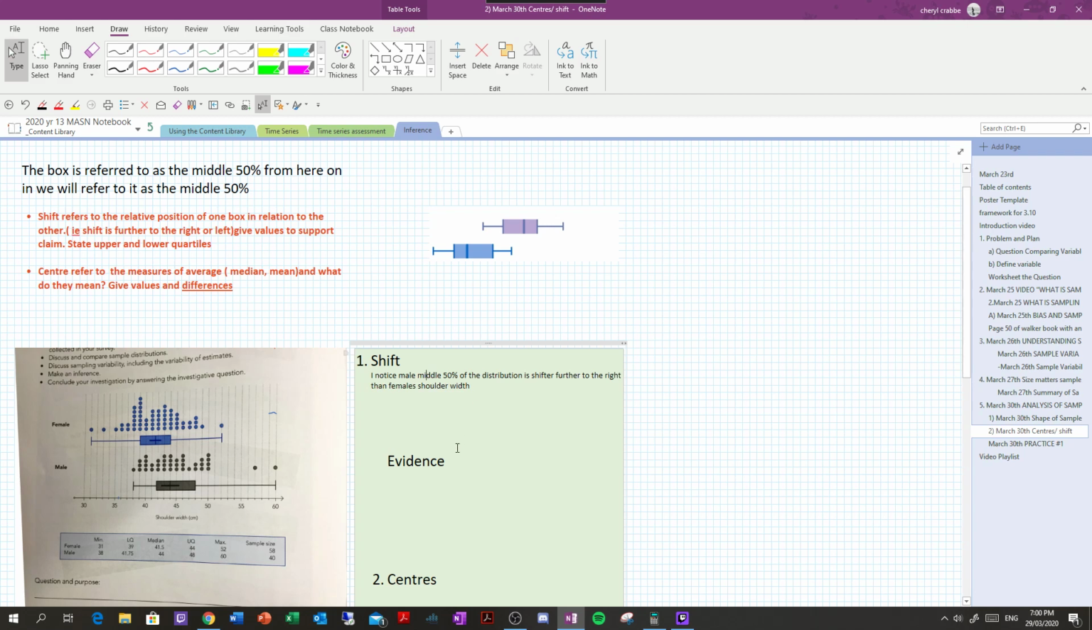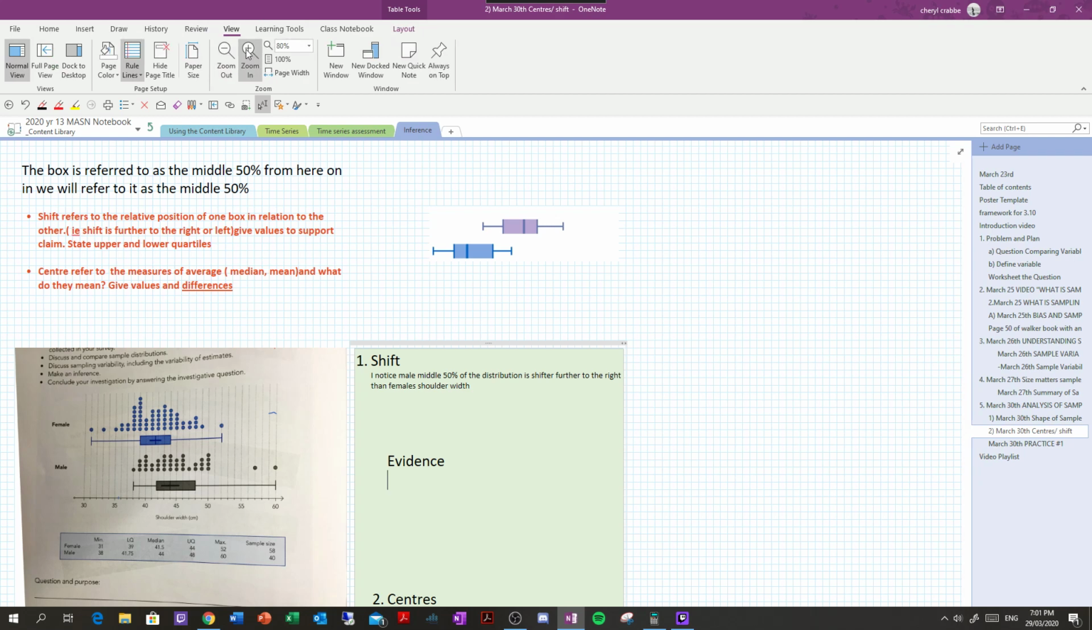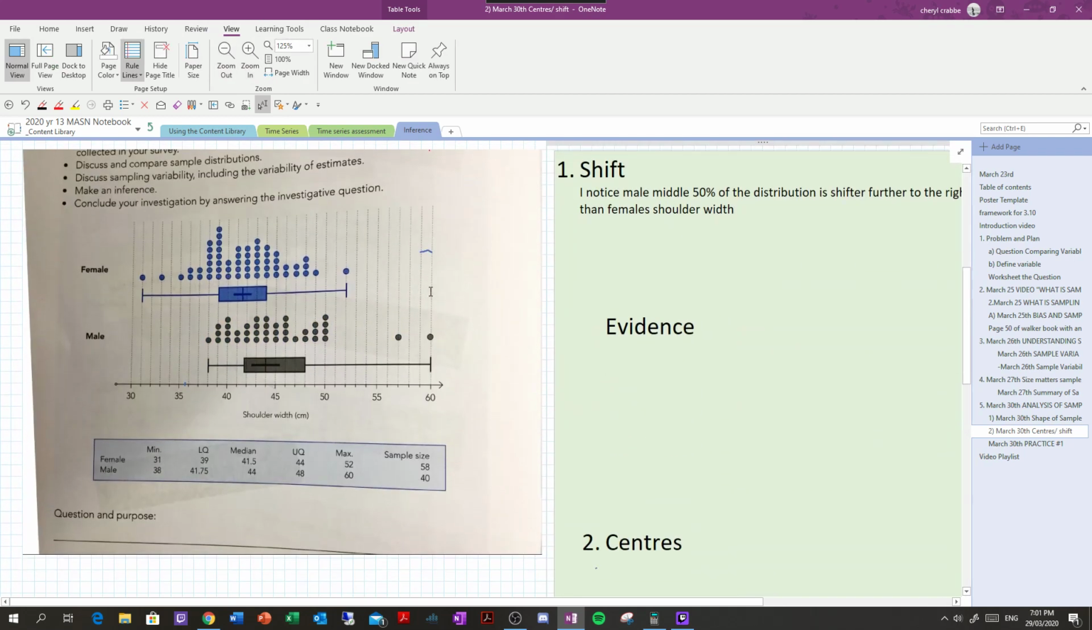One is shifted further to the right, but you can't stop there. Besides the obvious thing, which is the shift, you've got to give evidence, right? You've got to show some evidence around why you're saying that. So then we look at basically the lower quartile and the upper quartile. This is the lower quartile. That's the upper quartile. This is the lower quartile. This is the upper quartile. So where are those in position to each other? And you can estimate this. It doesn't have to be an exact thing.